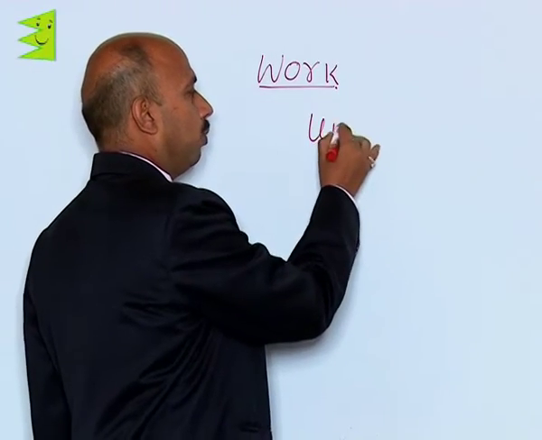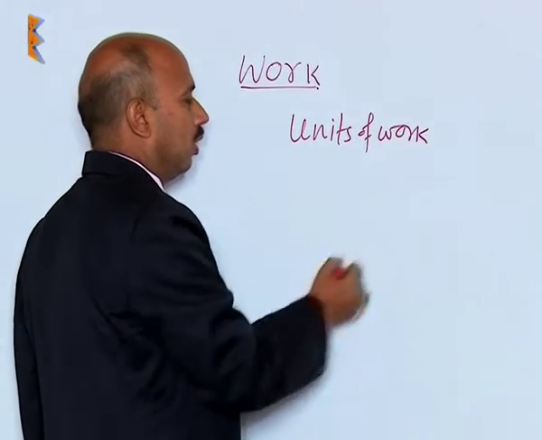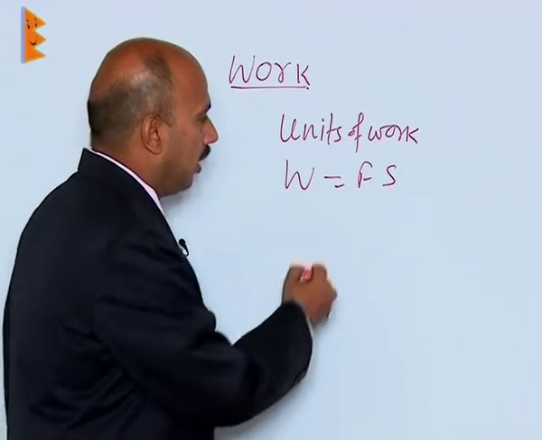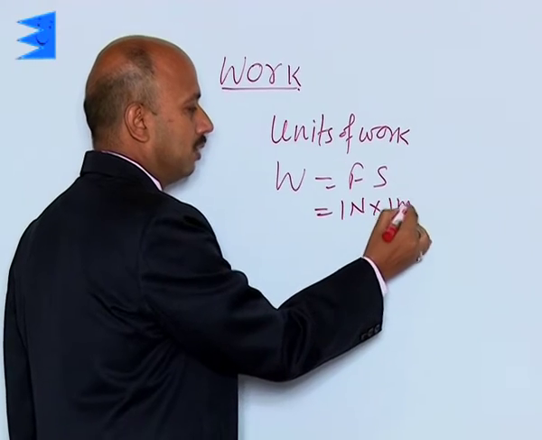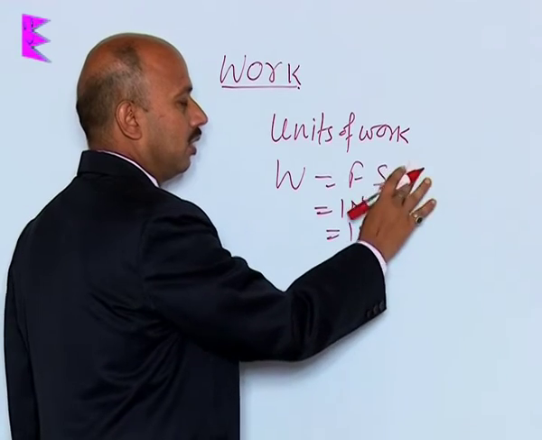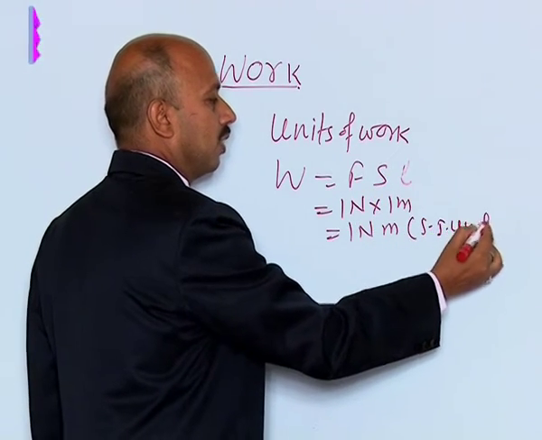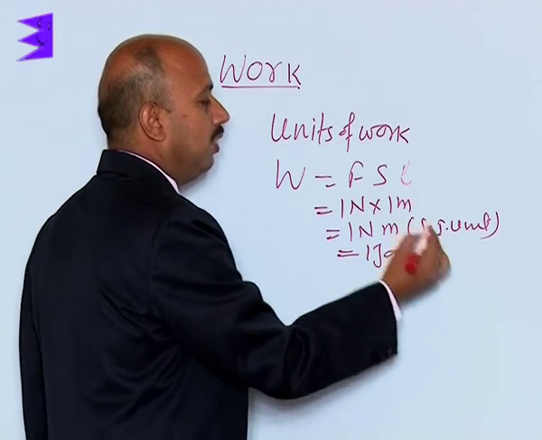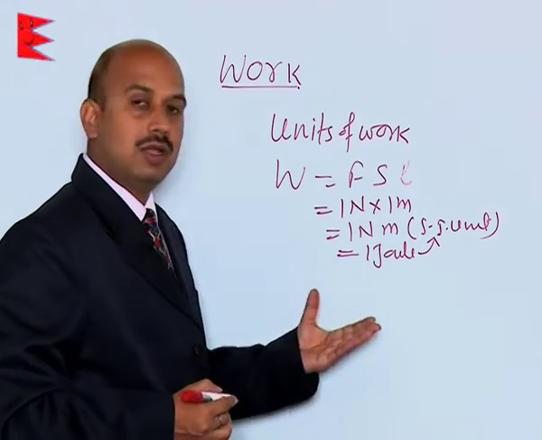So, units of work. We know work is equal to force into displacement. If you are measuring work in Newton, so 1 Newton into 1 meter, that is 1 Newton meter, this is the SI unit, which is equal to 1 joule. So, the SI unit of work is joule. So, 1 Newton into meter is equal to 1 joule.